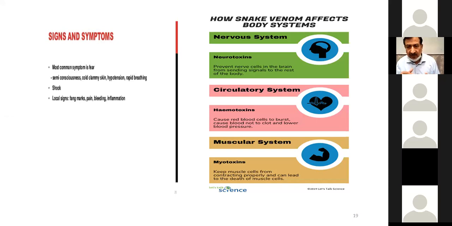It also affects the nervous system. Neurotoxin affects the brain and then the central nervous system. The circulatory system is also affected by the venom. Hemotoxins cause the blood cells to burst. The muscular system is involved by the myotoxins.